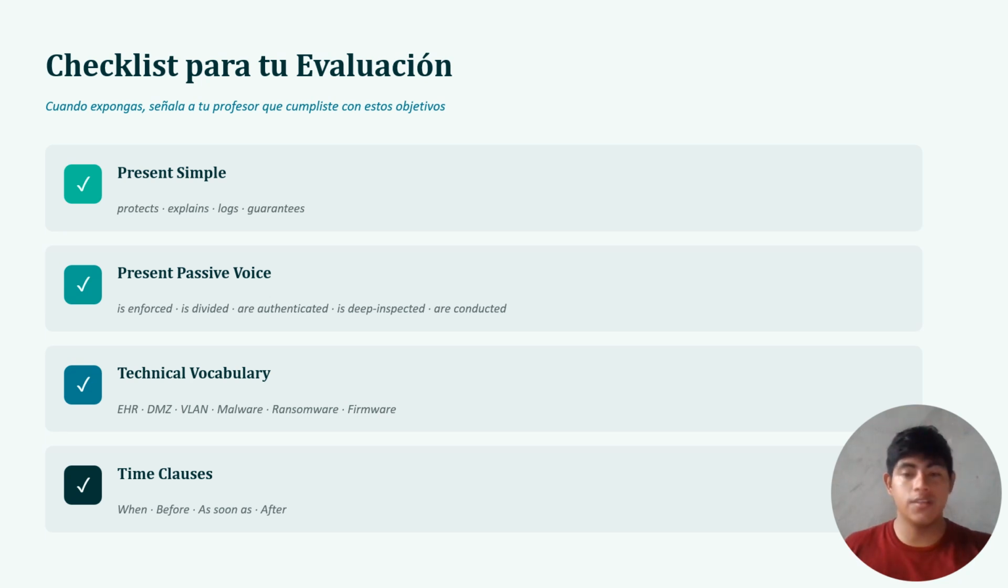Closing. With this, I conclude my presentation of the information security policy of Hospital Apoyo Iquitos. In summary, we saw how the FortiGate architecture protects medical infrastructure through network segmentation, authentication, traffic inspection, and constant monitoring, explained using present simple, passive voice, technical vocabulary, and time clauses.